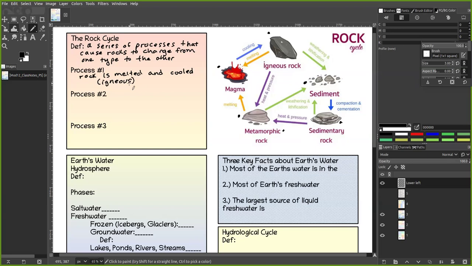Now, at this point, whether it's igneous or metamorphic rock, it can be broken down by various processes. So rocks are broken into pieces. And then they get cemented together. You remember what kind of rock that makes? It makes sedimentary.